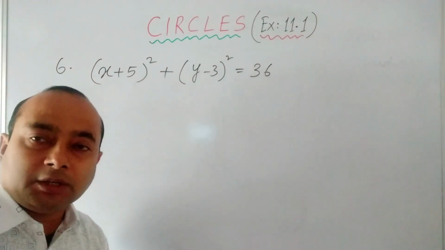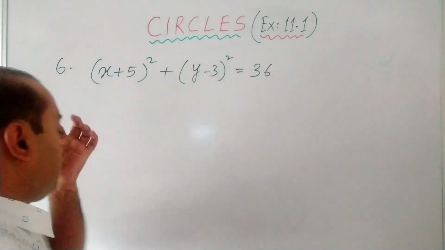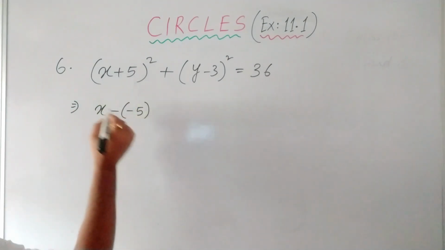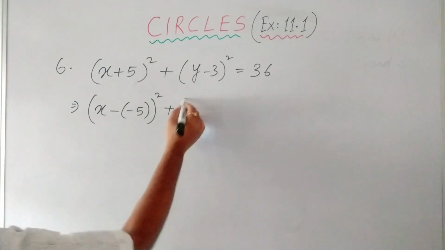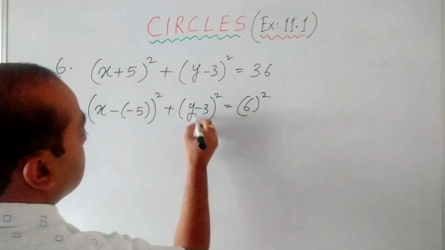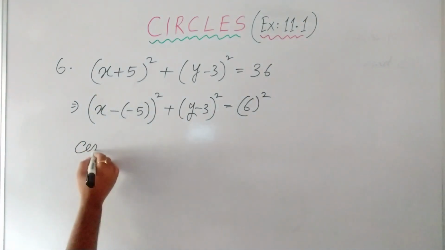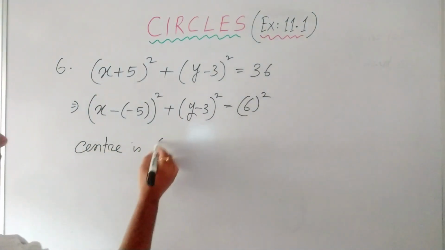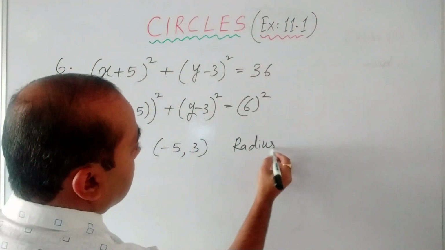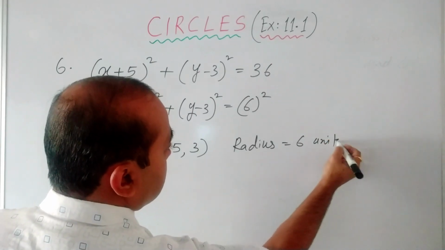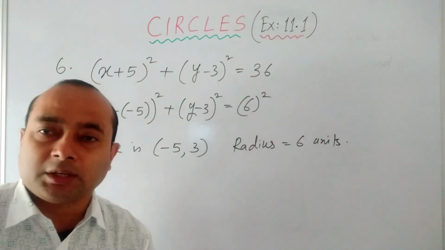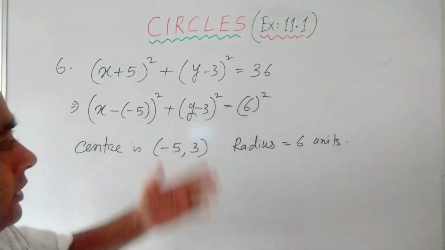Question number 6, 7, 8, 9, we have to identify the center and radius. For that we have to write it down in standard form: (x minus of minus 5) whole square plus (y minus 3) whole square equal to 6 square. Okay. So in this case, our center is (minus 5, 3) and radius 6 units. So this is the method. We have to put it in standard form and very easily you can identify the h, k and r.